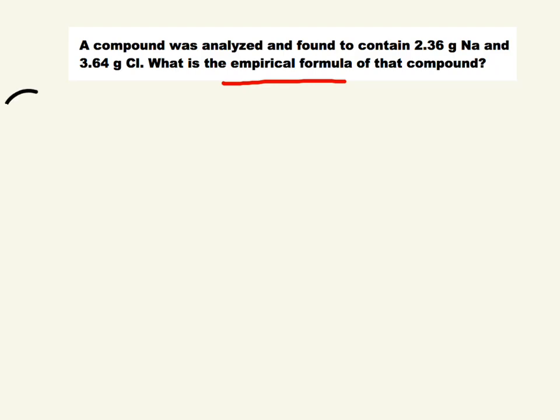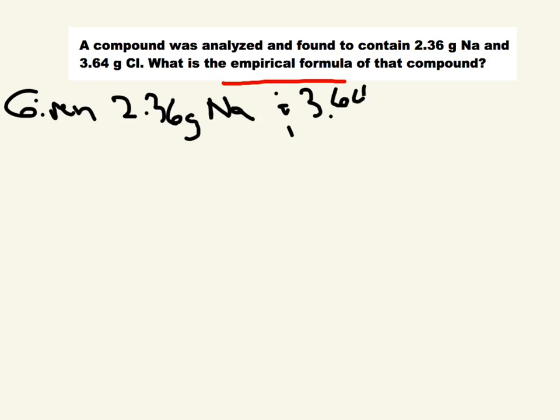Here we are given 2.36 grams of sodium, and we also are given 3.64 grams of chlorine. Since we have a metal and a non-metal, we're probably going to have an ionic compound, because we know a metal and a non-metal make an ionic compound. Our unknown here is going to be our empirical formula.